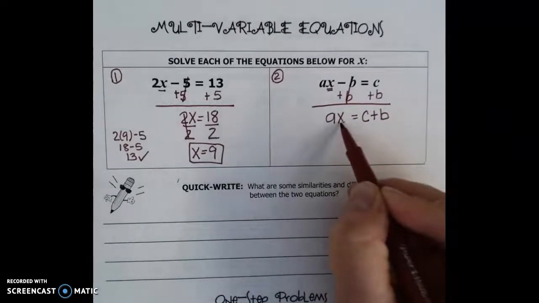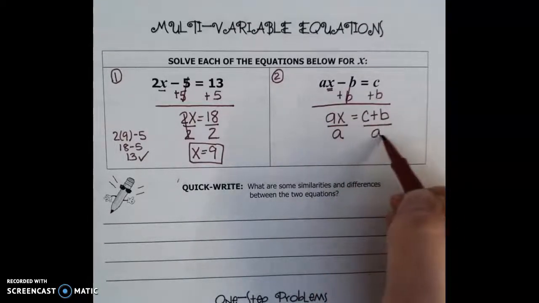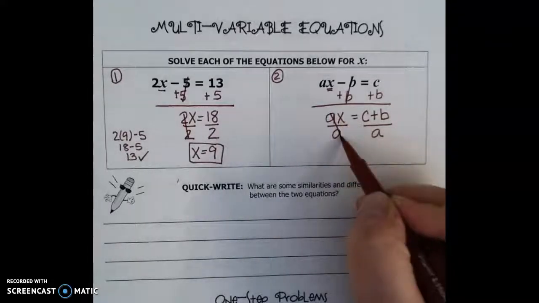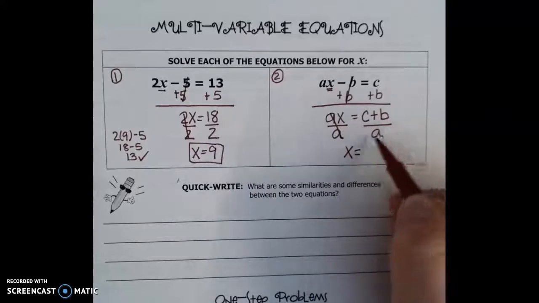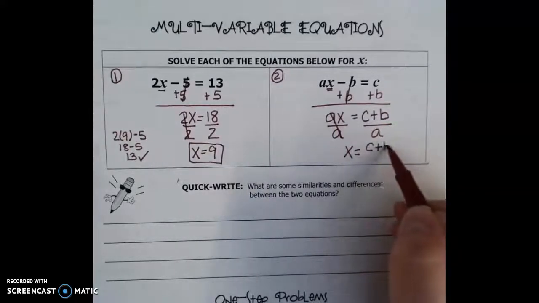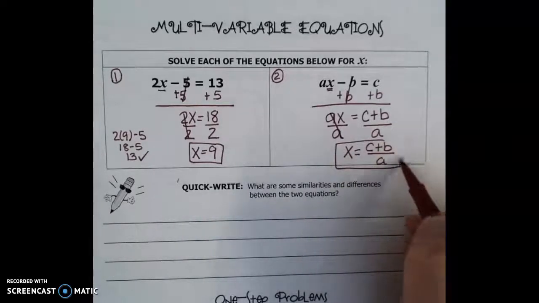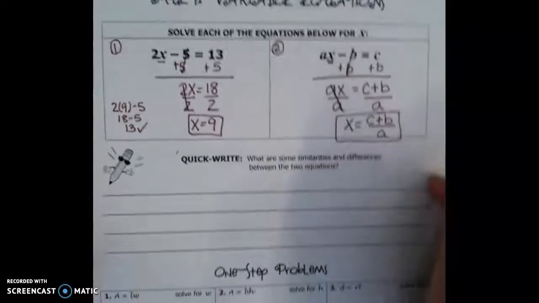Now, we're still trying to get x alone. This is a times x, and to undo the multiplication, we're going to divide both sides by a. The a cancels on the left, leaving just the x. And on the right, these are all unlike terms, so we are just going to leave them. C plus b divided by a is our answer. That's as simple as that's going to go. So we were going to use the same operations just as we've always been doing.